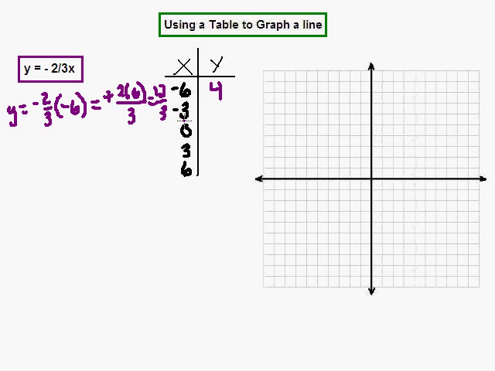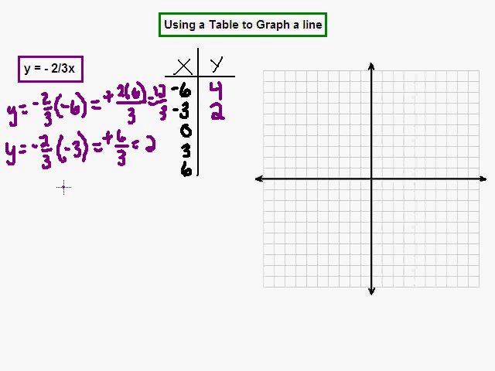Now let's do the next one, negative 3. Y equals, again, negative 2/3. That fraction does not change, only the x value that you're plugging in is going to change as you go. So now we're going to plug in the x value of negative 3. Now we have negative 2/3 times negative 3. A negative times a negative, again, is a positive. 2 times 3 gives me 6, divided by the denominator of 3. 6 divided by 3 gives me 2. So when my x value is negative 3, my y value is a positive 2.